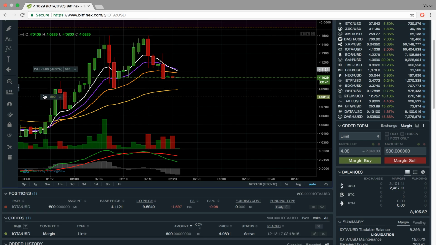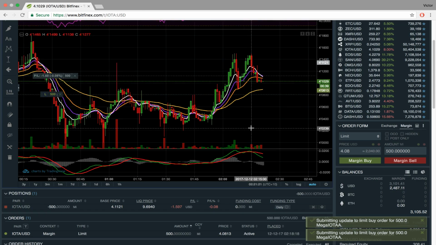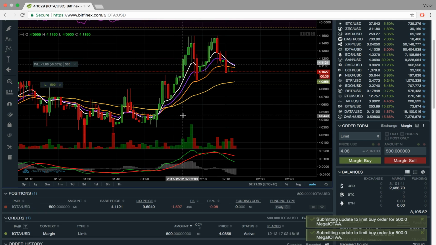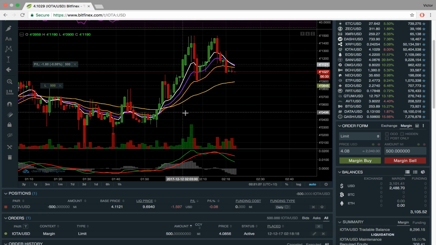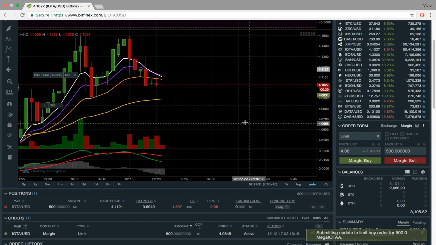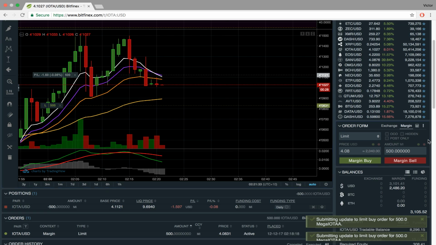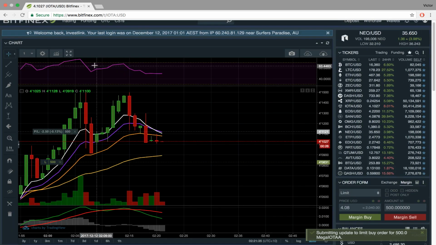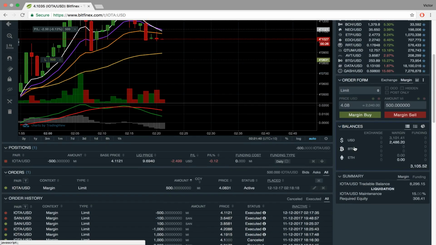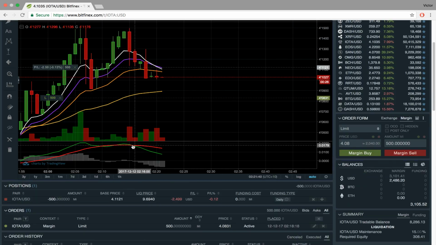So what I'm aiming for is, I don't want to be too greedy, I just want to make myself a few dollars. Let's have a look. RSI is falling nicely. Let's see how the MACD is going. We've got a MACD crossover.